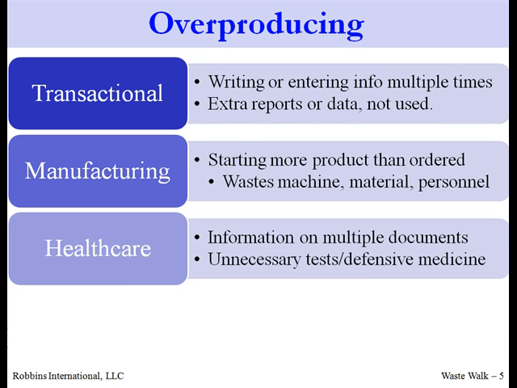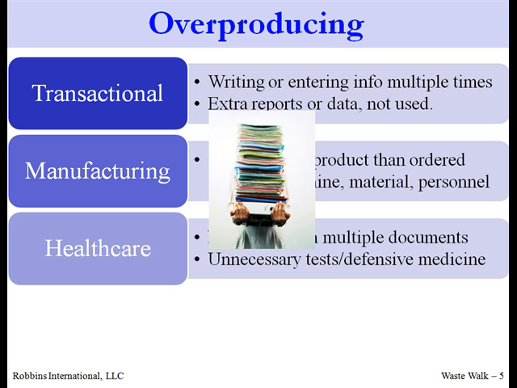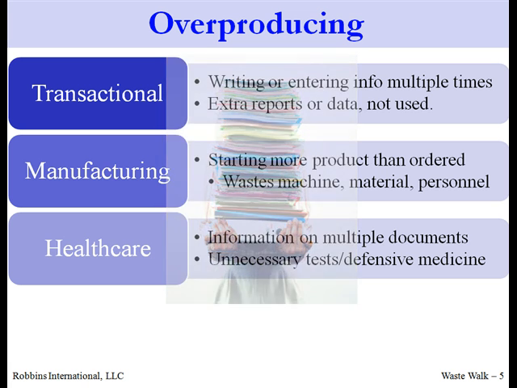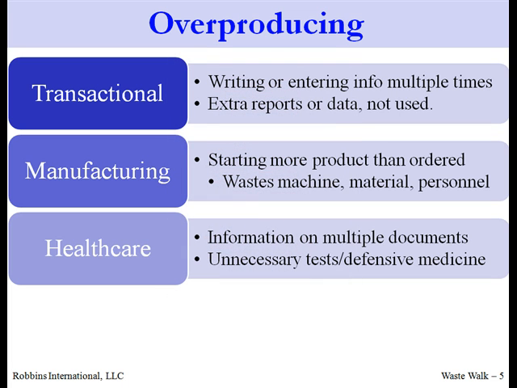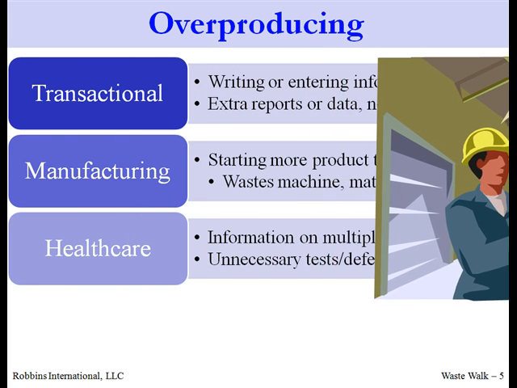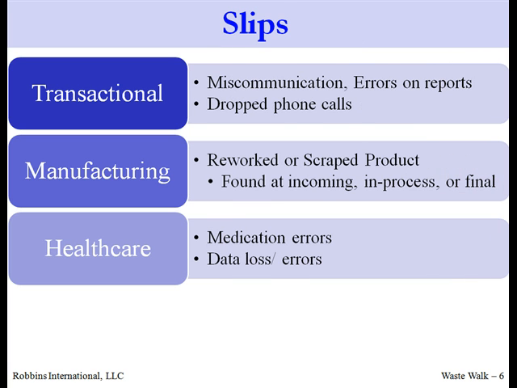Next is O, which is for overproducing. How many times do we write information? We repeat items as we copy from one document to another, from a requisition to a purchase order, and then into a computer. We have duplicate systems that require us to keep information in multiple areas. Every time we document information in 2 separate spots, there's an opportunity for an error. Look around at all the extra reports, duplicate forms, and extra work that we produce that uses up our precious resources.